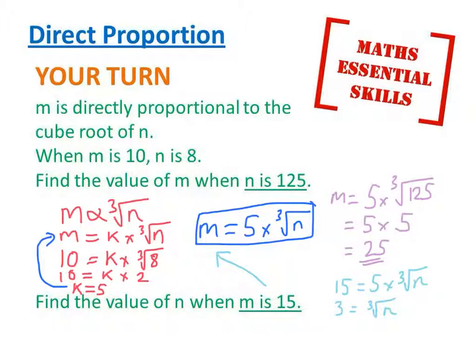The cube root of a number is 3, so therefore if I cube both sides to inverse it, I work out that 27 is n. And just checking that, the cube root of 27 is 3, and 3 times 5 does indeed make 15.